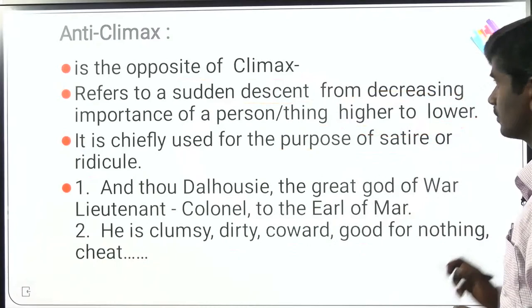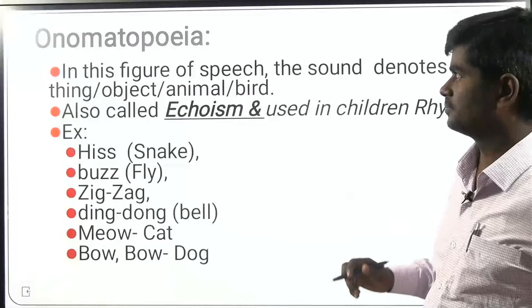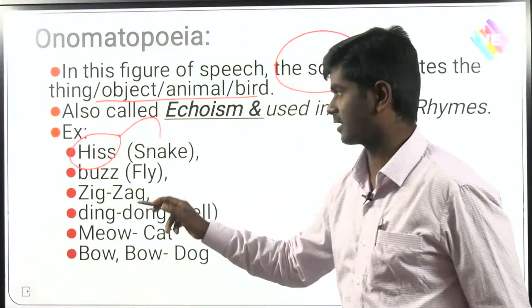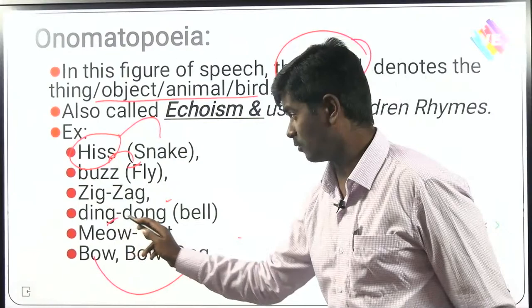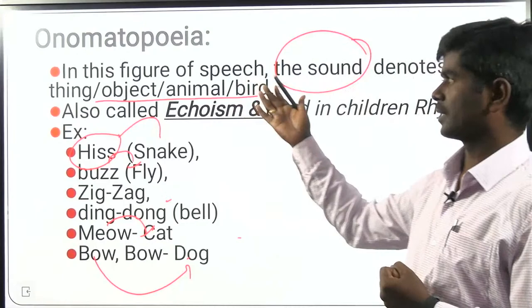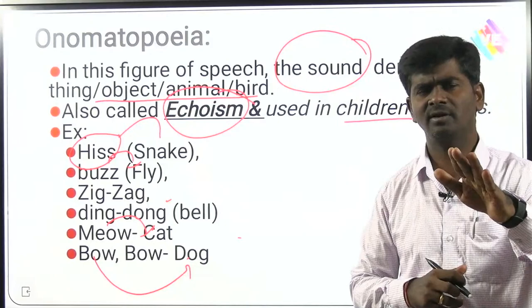Next, you can see, my friends, onomatopoeia. Onomatopoeia refers to a figure of speech in which the sound denotes the thing. The moment you think about the sound hiss, you remember snake. Buzz, you remember fly. Bow wow, you remember dog. Meow, you remember the cat. Tick, tick, tick, clock. Click, camera. Like that, the sound indirectly reflects the thing or the object. Used in children's rhymes a lot. Once you read children's poems, lyrics, you find a lot of onomatopoeia.